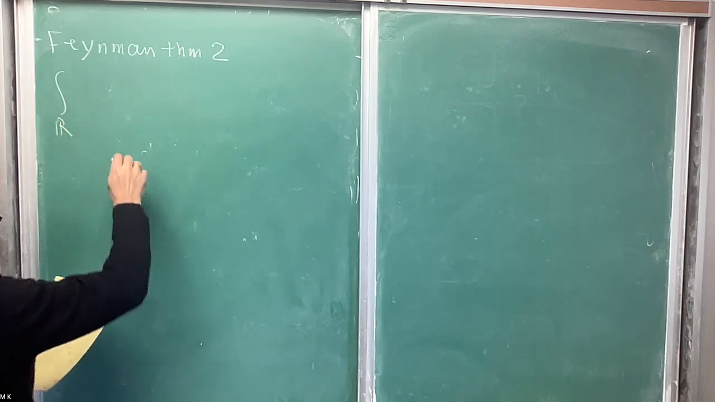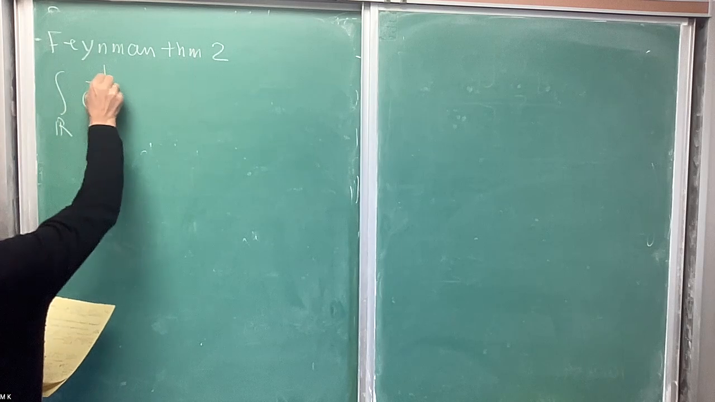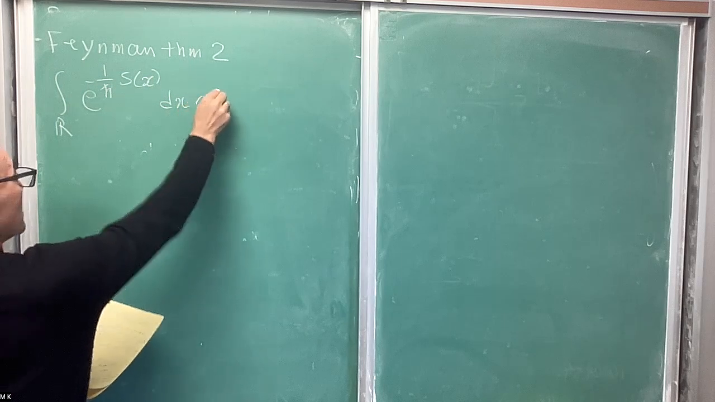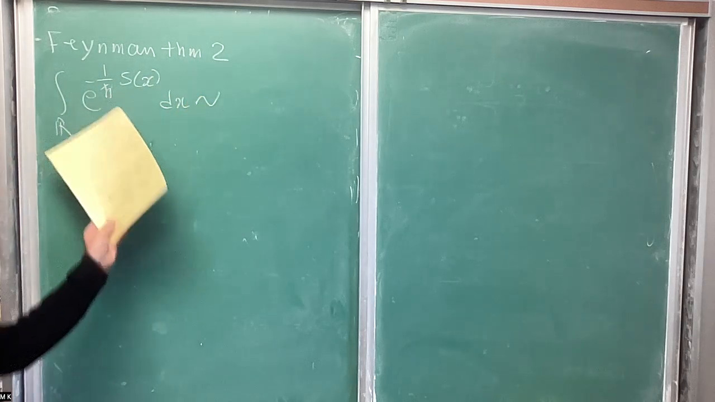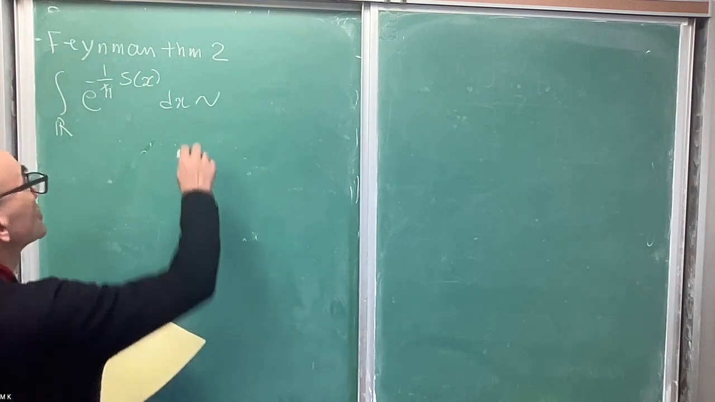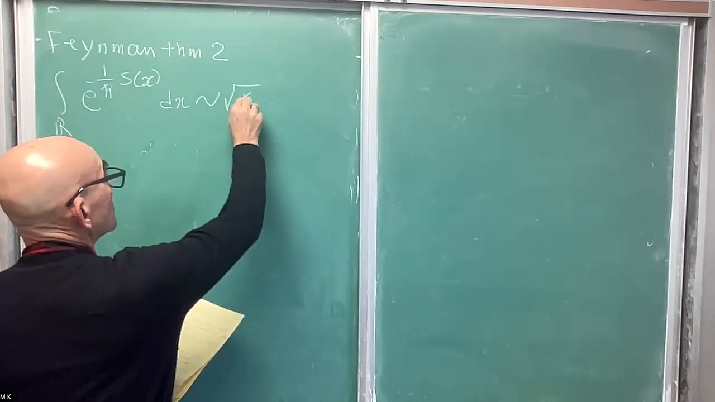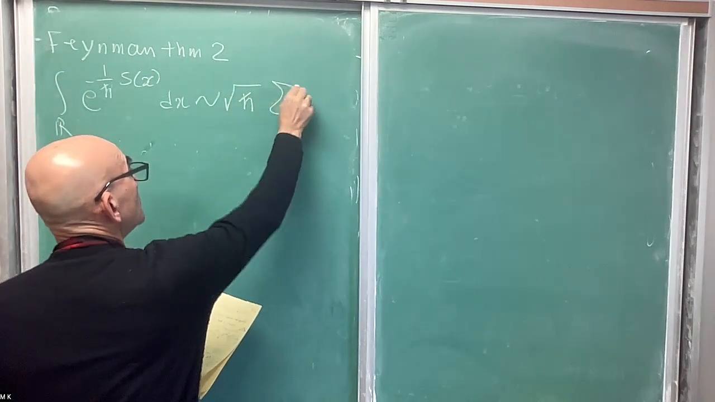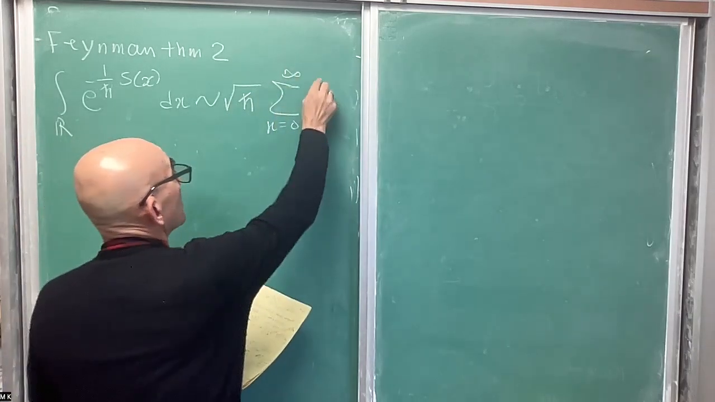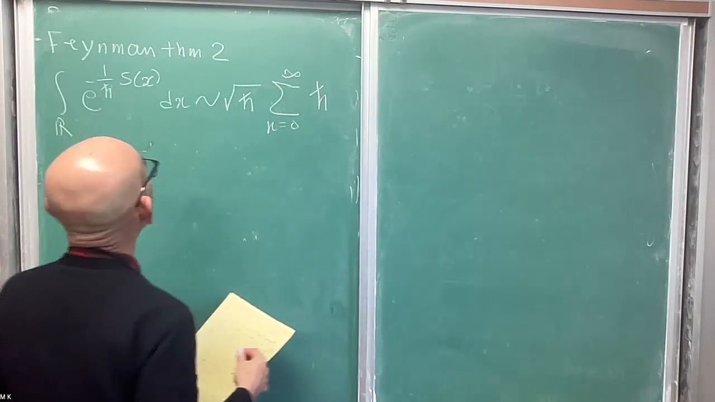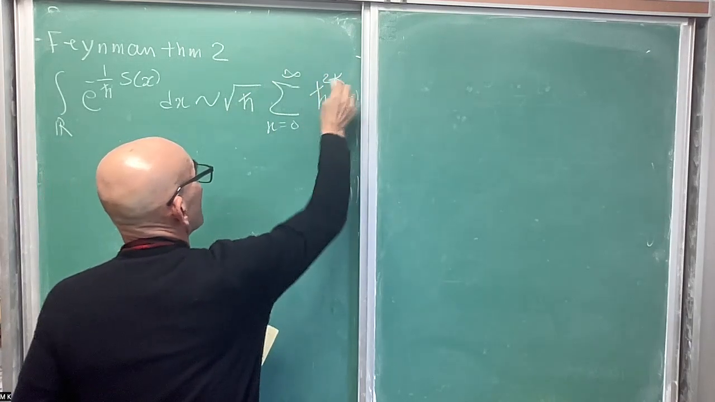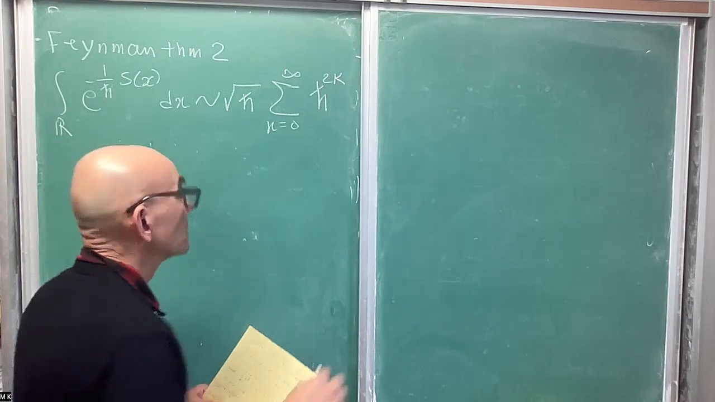There are similar statements, of course. One can write that the integral of exponential of minus 1 over h bar S of x dx has an asymptotic expansion in powers of h bar of the following form. So this is asymptotically given by root h bar sum k from 0 to infinity, then there is h bar to the power 2k. Although I think it must be k, I'm not sure. Sum.